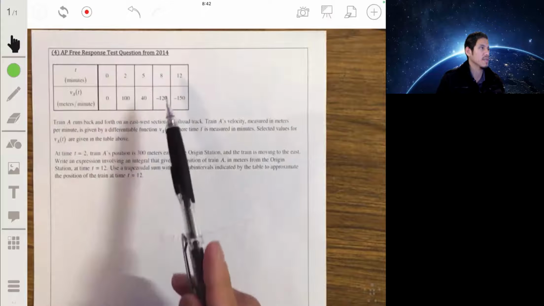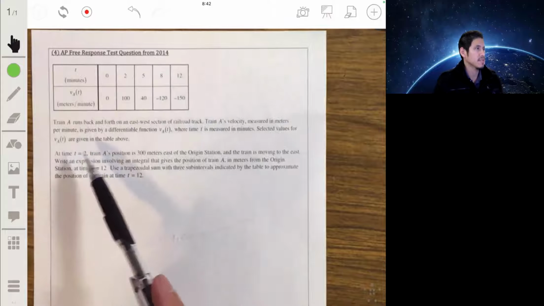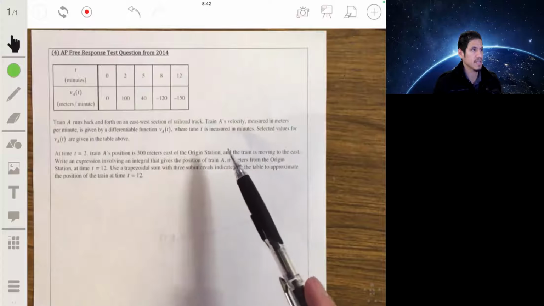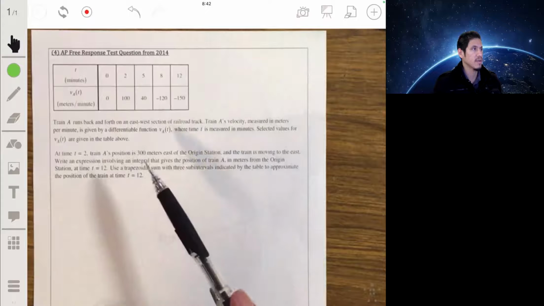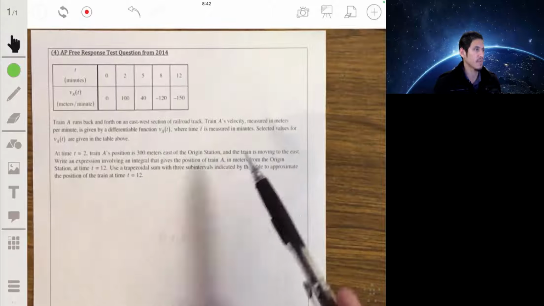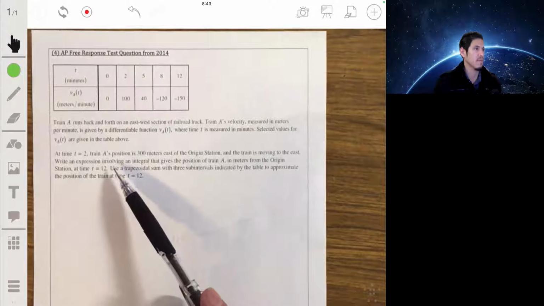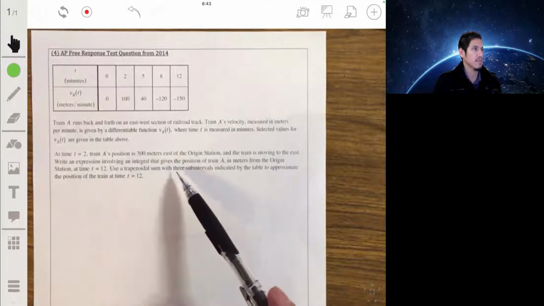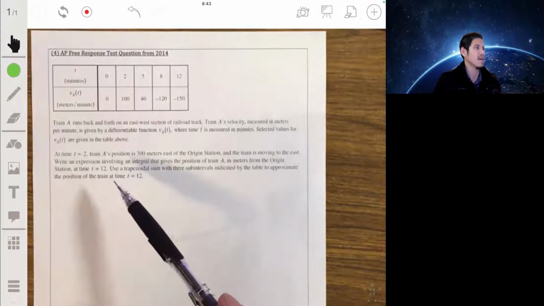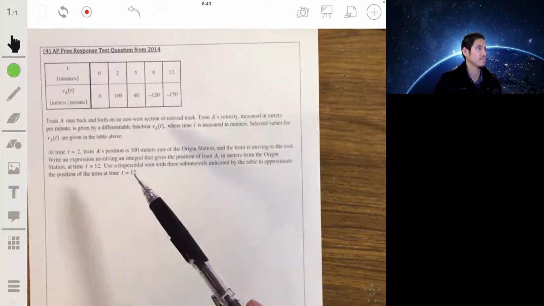Here are the velocities. At time t equals 2, the train's position is 300 meters east of the origin station, and the train is moving to the east. Write an expression involving the integral that gives the position of train A in meters from the origin station at time t equals 12. Use a trapezoidal sum with 3 subintervals indicated by this table to approximate the position of the train at time t equals 12.